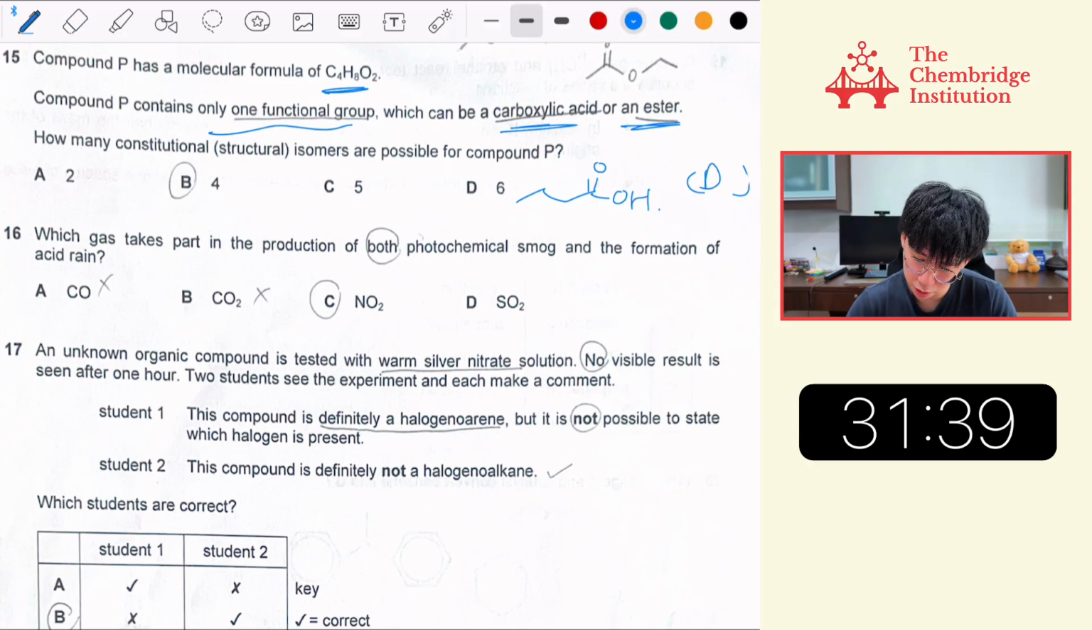Okay, next. 16. Which gas takes part in the production of both photochemical smog and the formation of acid rain? Both photochemical smog and acid rain, so this has to be nitrogen oxides, because this one is nitrogen oxides and hydrocarbons. Yeah, answer C. It's clearly C.